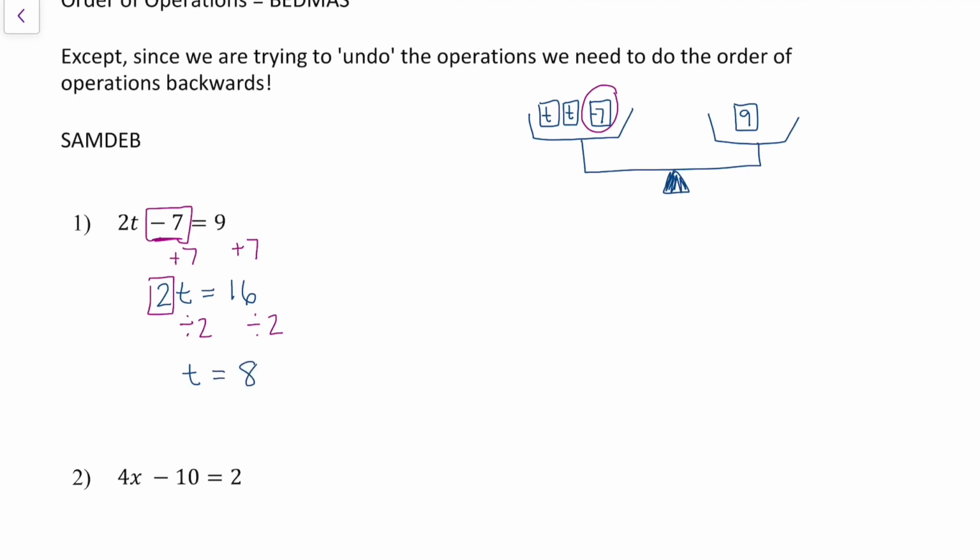And we can always check by doing some substitution. 2 times 8 minus 7. We want this to equal out to 9. So I get 16 minus 7, which does in fact equal 9. So I know that I did it right.